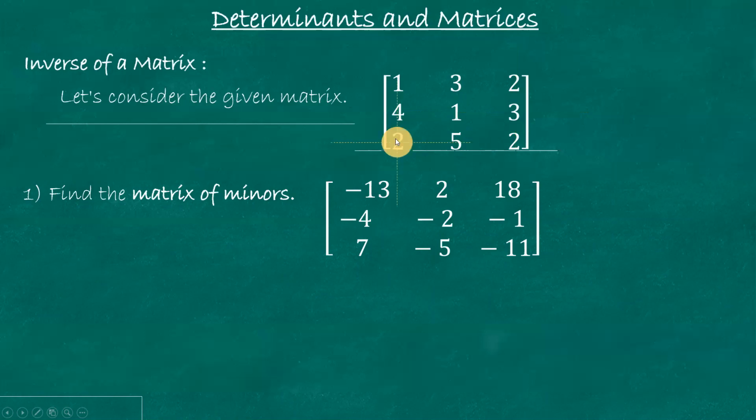And also, it is kana 9 minus 2, 7. 3 minus 2 times 4, 8, negative 5. And then 1 times 1 minus 3 times 4, negative 11. Mo ni ang matrix of minors.